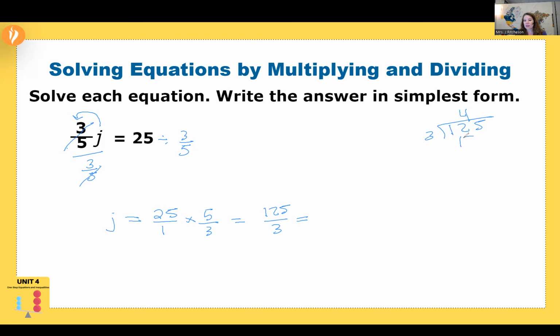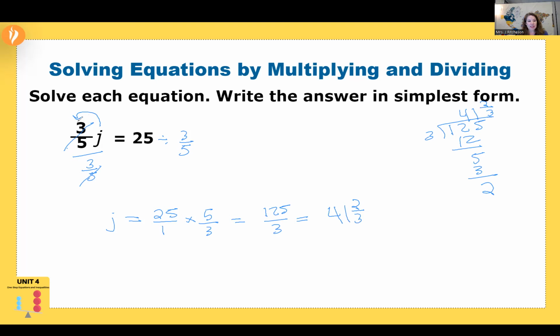So 4 times 3 is 12. Bring down the 5. 3 will go into 5 once with 2 left over. So J is going to be equal to 41. Remember that remainder comes up here as our numerator. 41 and 2/3.